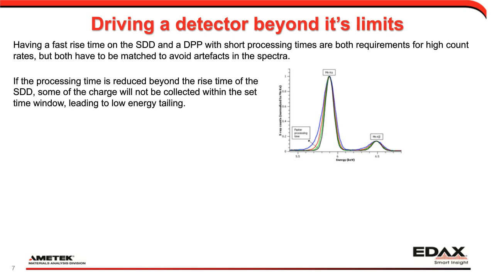What will happen in that case is that you won't be collecting all the charge in one single window. So you'll get a low energy tail, and you can see here, the faster I go, the more I push it beyond the limits of what the device can do. You get more and more tailing on the low energy side.